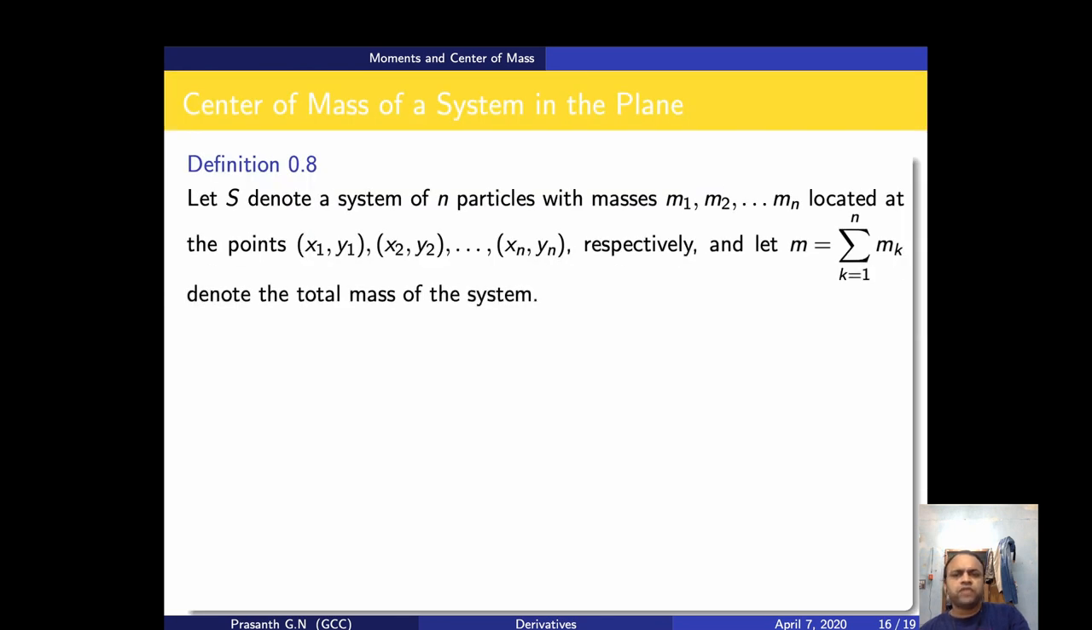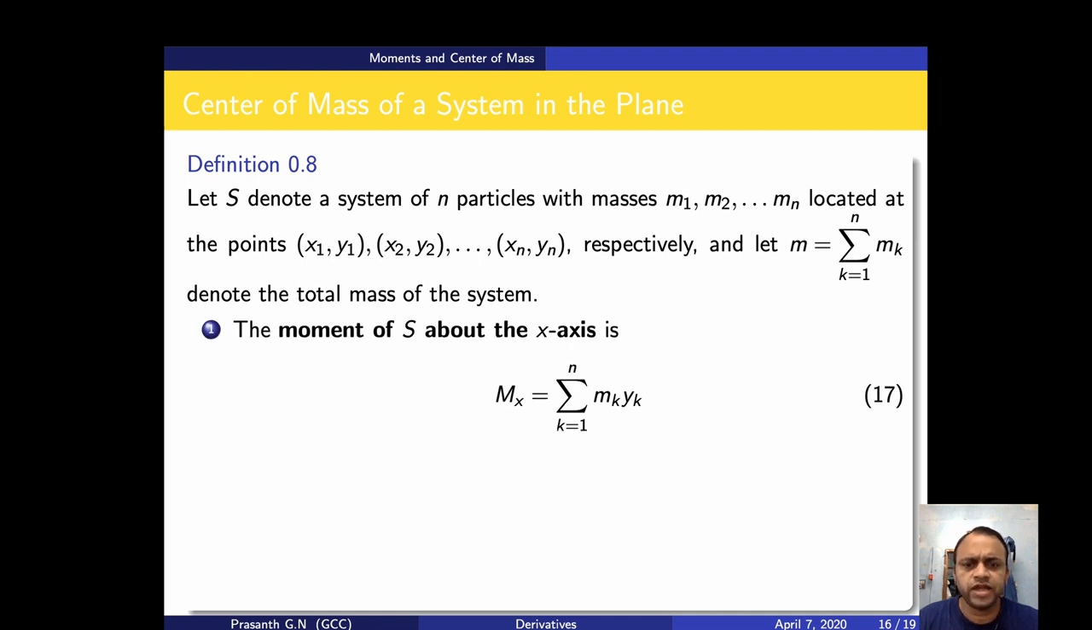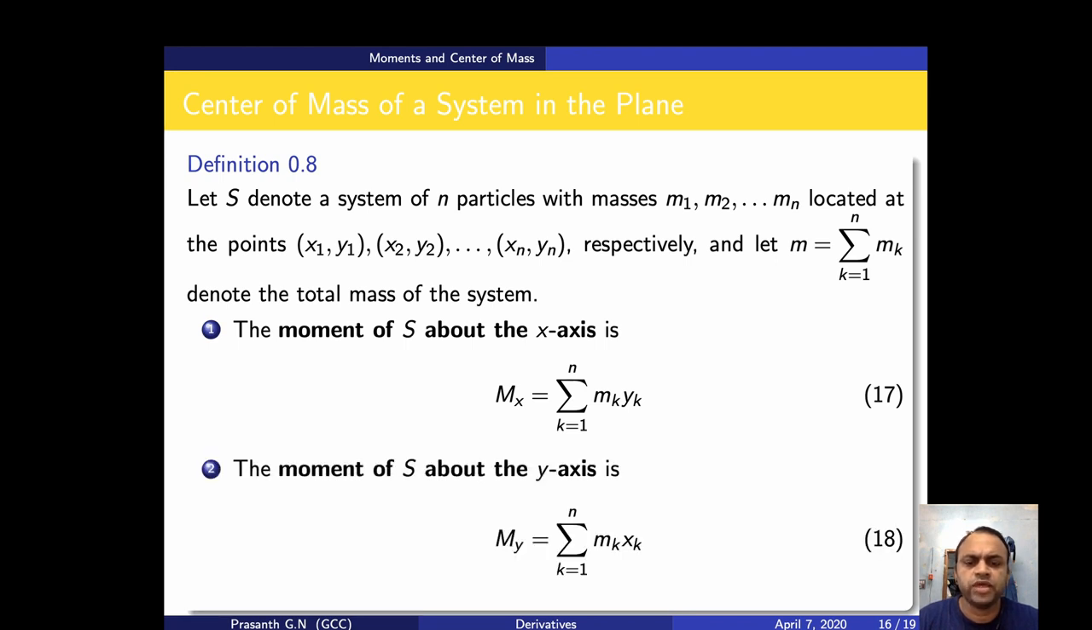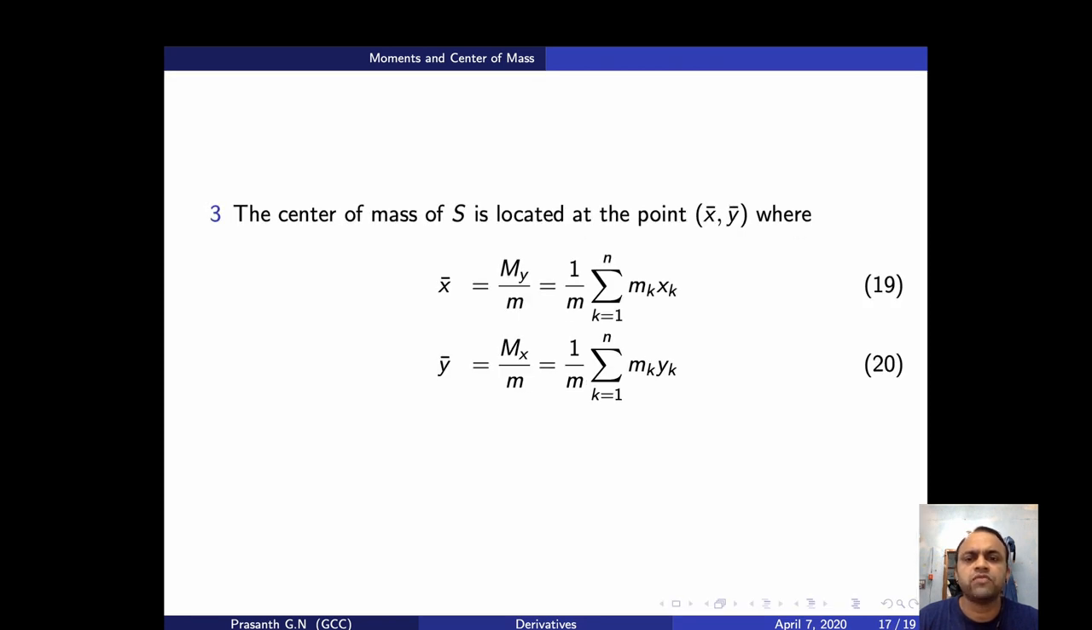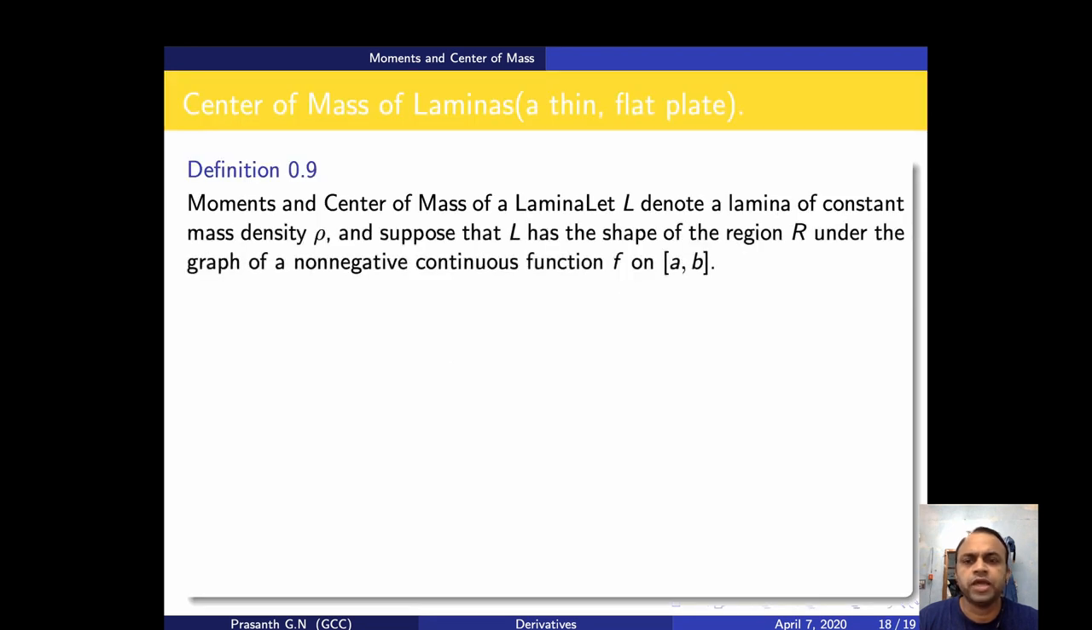Let S denote the system of n particles with masses m1, m2, etc., mn located at points x1, y1, x2, y2, etc., xn, yn respectively. And let m equal sigma k equal to 1 to n of mk denote the total mass of the system. The moment of S about the x-axis is Mx equal to sigma k equal to 1 to n of mk yk. The moment of S about the y-axis is My equal to sigma k equal to 1 to n of mk xk. The center of mass of S is located at the point x bar, y bar, where x bar is equal to My by m, that is 1 by m times sigma of mk xk, and y bar is Mx by m, equal to 1 by m times sigma of mk yk.